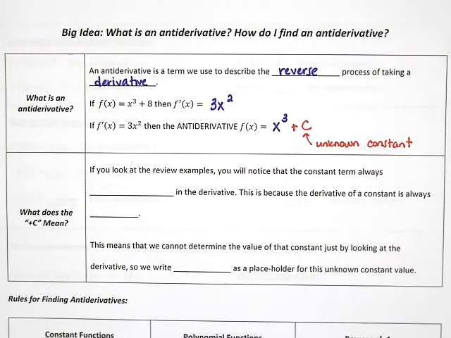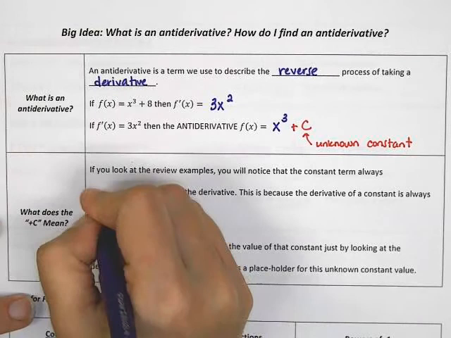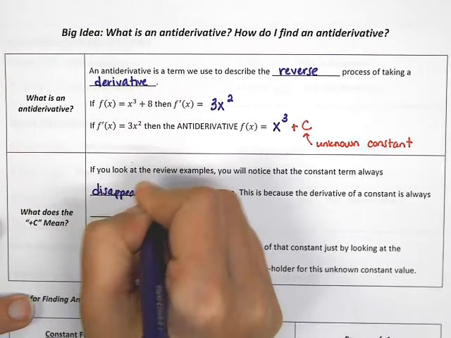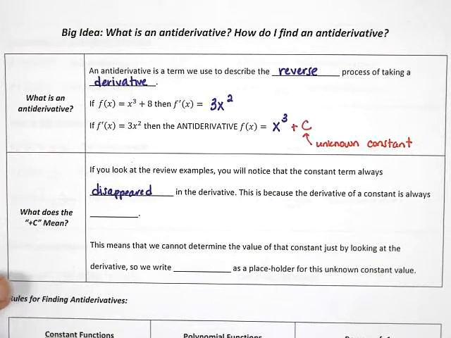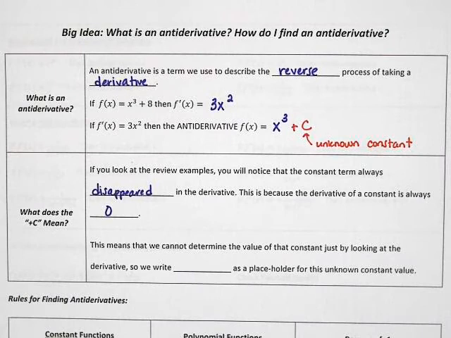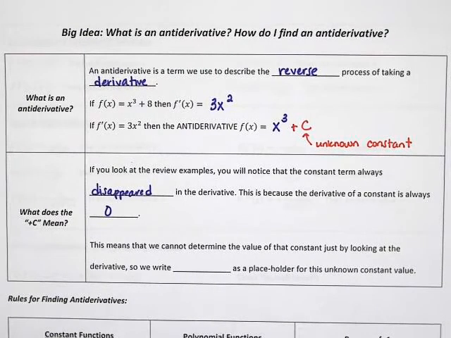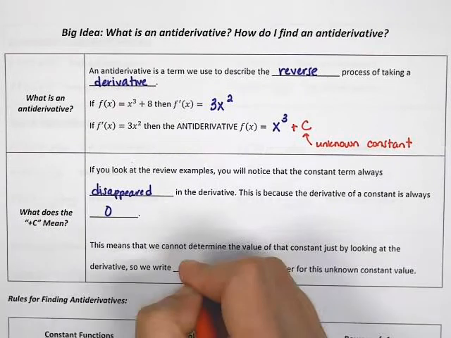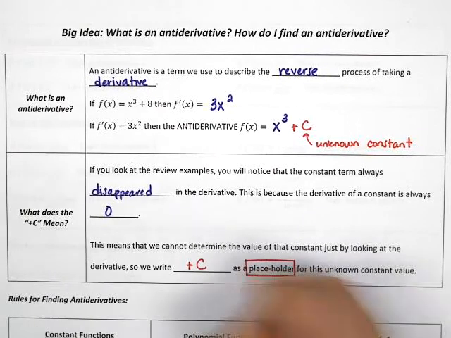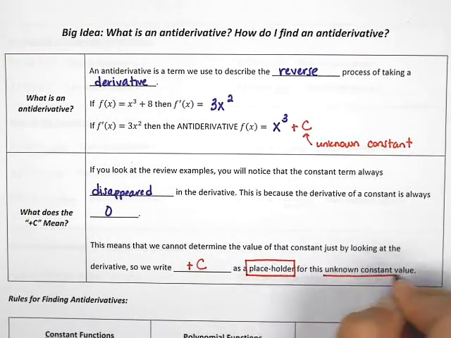So what does this plus c mean? Well, if you look at the review examples or at the example we just did, you're going to notice that the constant term always disappeared when we took the derivative. This is because the derivative of a constant is always 0. What that means, though, is that we cannot determine the value of that constant just by looking at the derivative. So we write a plus c as a placeholder for this unknown constant value.